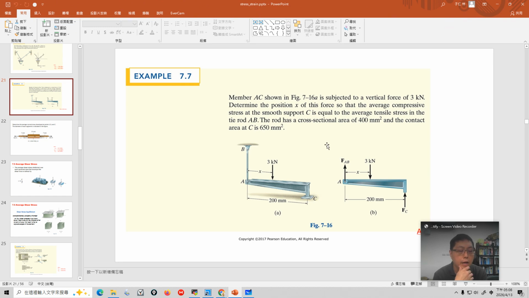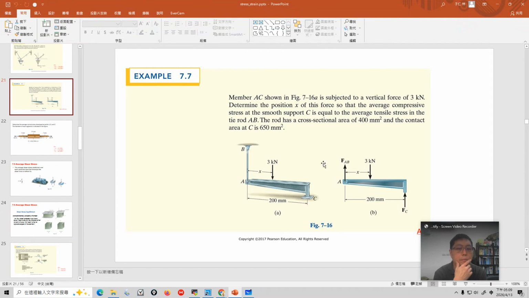For this problem, first of all, you need to draw the free body diagram of AC, and then use rigid body equilibrium together with this criterion: the average tensile stress in rod AB and the normal stress at the smooth support C are equal. That lets us solve for x.